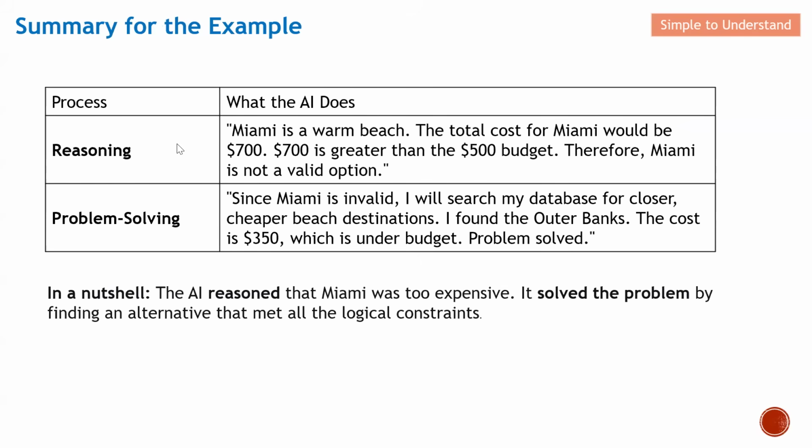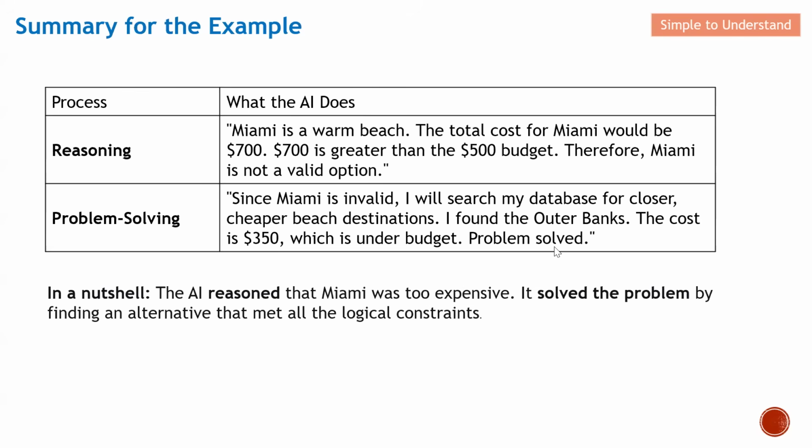Okay, so under the reasoning, we conclude that Miami is actually a warm beach, right? The total cost for Miami would be $700, and hence the $700 is more than the $500 budget. So therefore, Miami is actually not a valid option. With this, the AI actually moved from reasoning to problem solving. Since Miami is invalid, I will search my database for a closer, cheaper beach destination. I found that the Outer Banks cost is $350, which is under the budget. So therefore, my problem is solved.